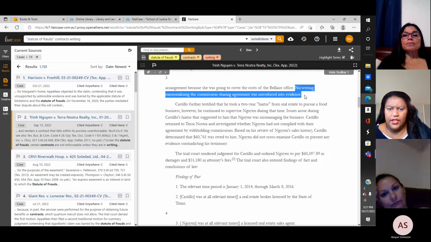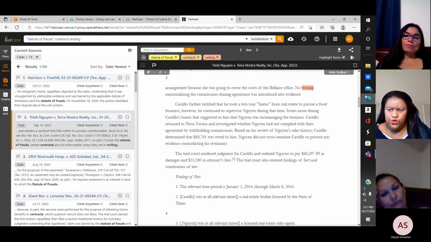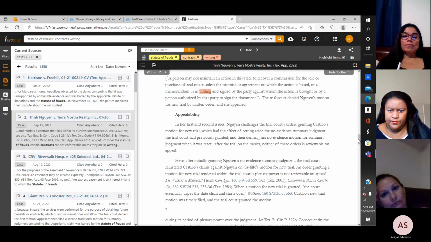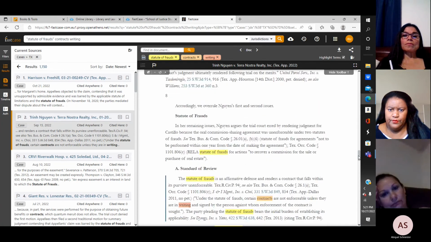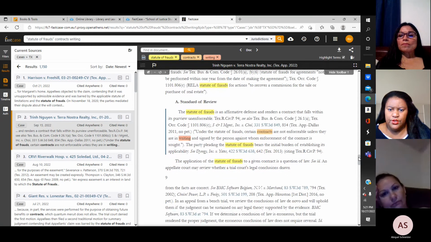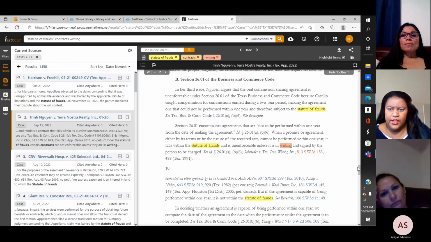"No writing memorializing the commission sharing agreement was introduced into evidence." So the issue would be whether an oral agreement for sharing commission between realtors can be enforced. And the rule is going to be that the statute of frauds requires certain agreements to be in writing.